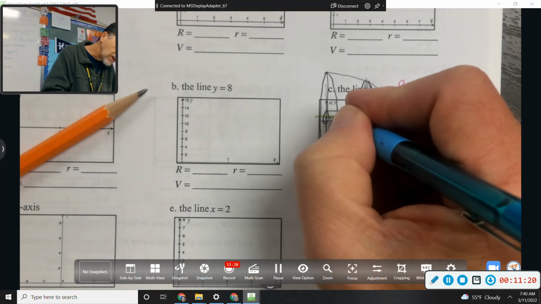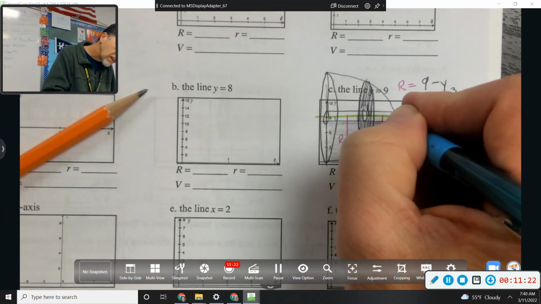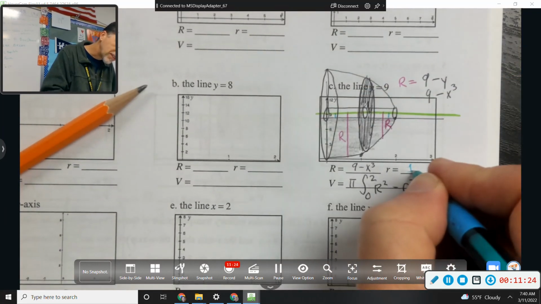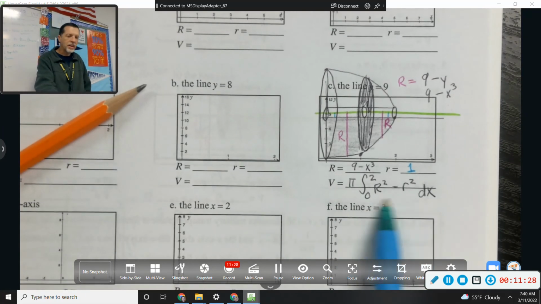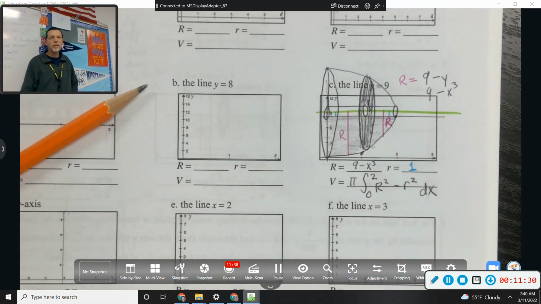How about little r? That's just a constant 1. And then since we've already done the setup, we're good. That's all we have to do for this worksheet. On the test, I want you to type it into the calculator and give me a number answer.